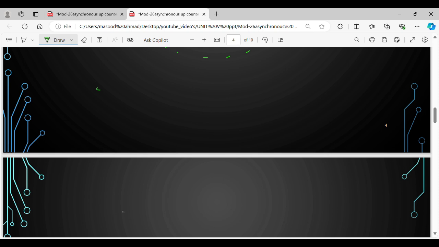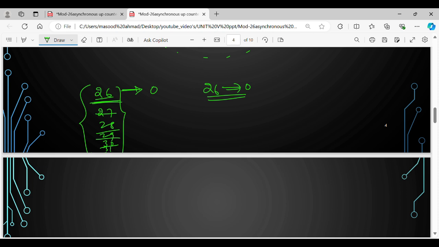So the number is 26, right? There are two approaches. For 26, 27, 28, 29, 30, 31, I can make all of them equal to 0 whenever it comes across these states. Or I can make it only for 26: whenever it comes across 26, I make it equal to 0. So now I am approaching this.